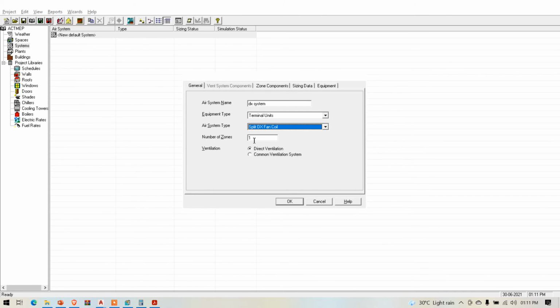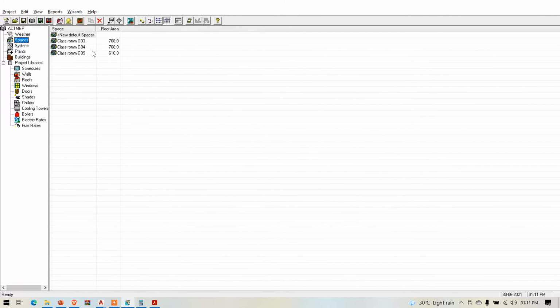Okay, so here the number of zones is nothing but a combination of spaces, which we call a zone. If you go to your spaces, in the spaces we created 3 spaces. For these 3 rooms, if you are providing only one machine, then we consider it as only one zone. If for 3 rooms you are providing separate machines, which is a 003 separate machine, 04 separate machine, and 09 separate machine, then we have 3 zones and 3 spaces. Okay, like that we have to consider.